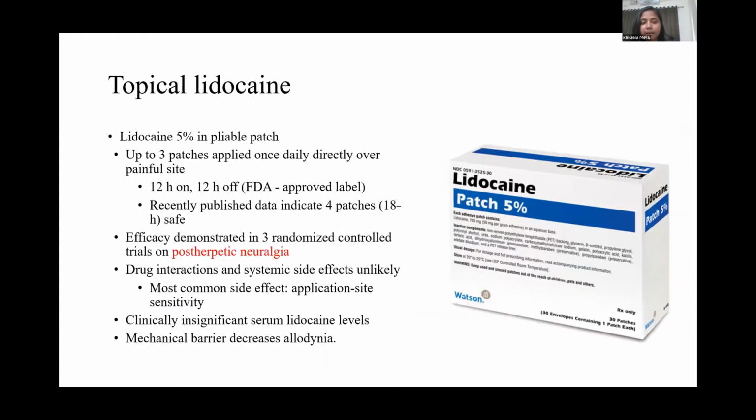Topical lidocaine 5% pliable patches can be used. Up to 3 patches applied once daily directly over the painful site, 12 hours on, 12 hours off, which is FDA approved. Recently published data indicate 4 patches for up to 18 hours is safe, and efficacy was demonstrated in 3 randomized controlled trials showing improvement in post-herpetic neuralgia. Drug interactions and systemic side effects are unlikely, and the most common side effect is application site sensitivity. Clinically insignificant serum lidocaine levels were found with the patch, and the mechanical barrier of this application also reduced the allodynia.